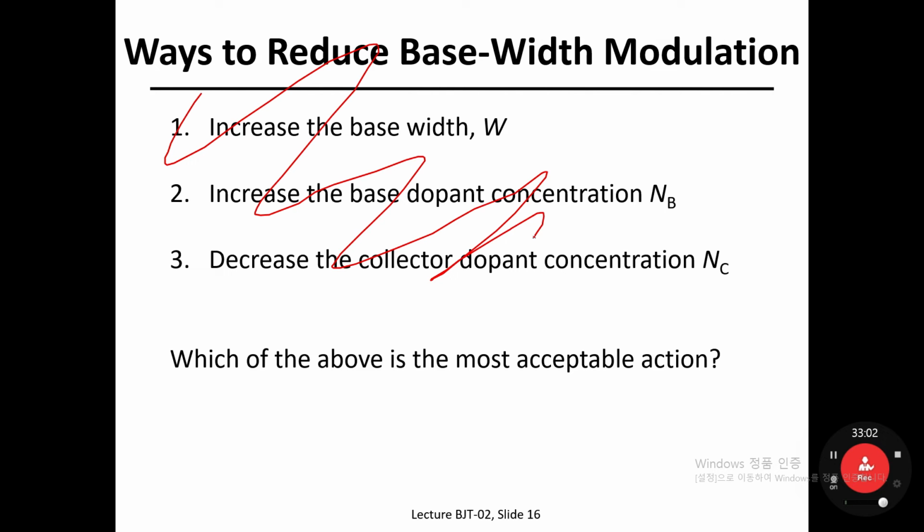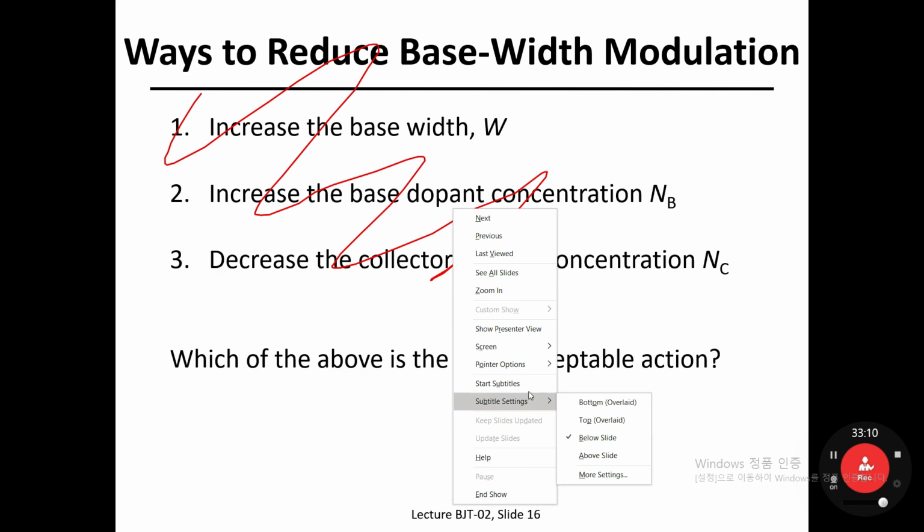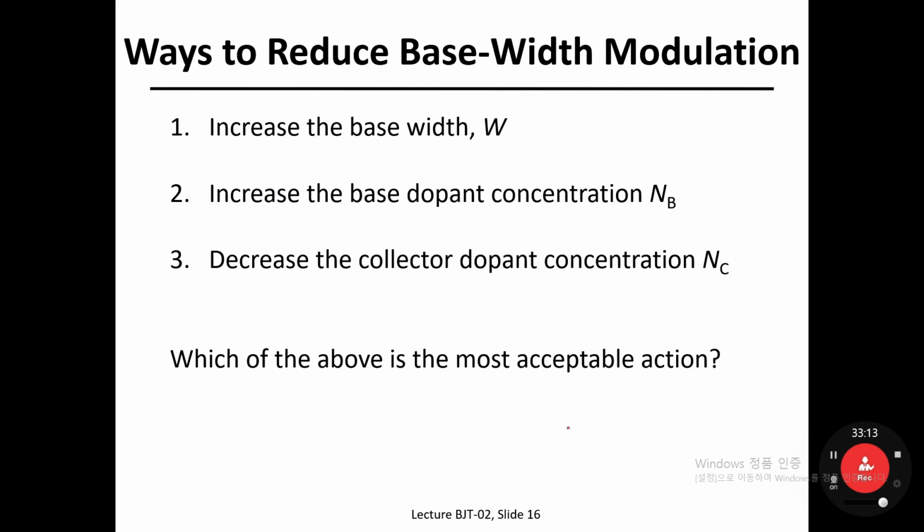Okay, so I guess you have had a sufficient amount of time to think about ways to reduce base width modulation. Let me explain those three different ways that I'm proposing. Number one is we can increase the physical base width. Instead of WB, I'm talking about W, the quasi-neutral region of the base. As long as W is long enough, then we can forget about base width modulation. But there is a disadvantage to adopting this option.